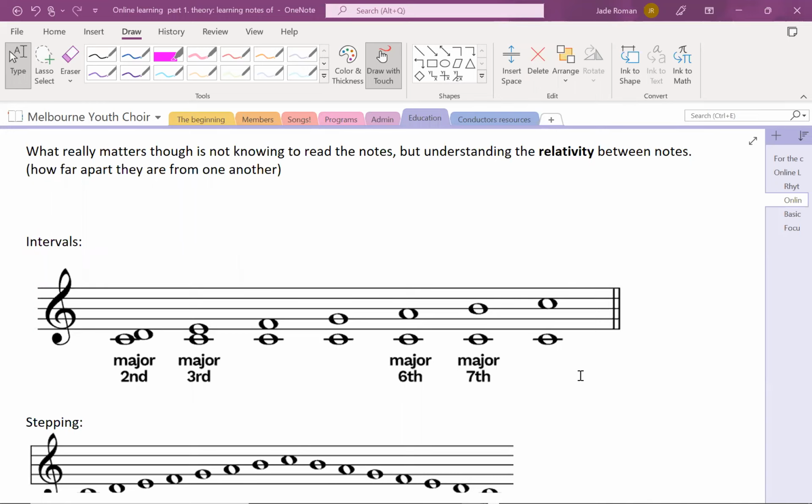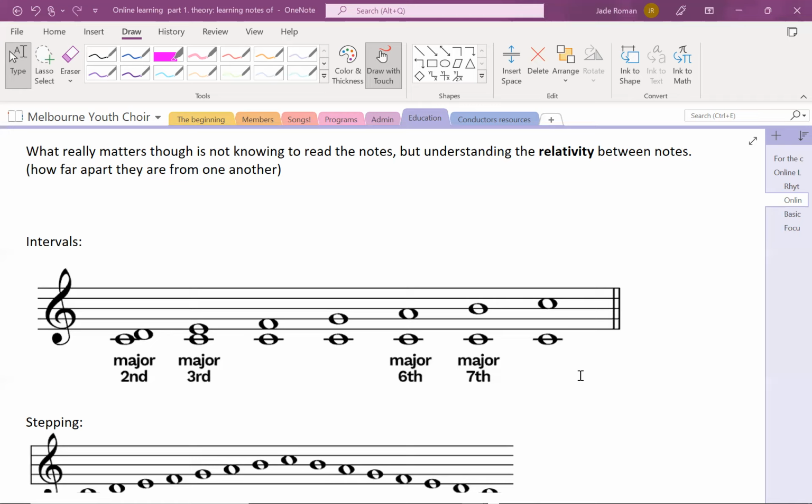Last time we talked about looking at the stave, seeing how it's kind of like a ladder where notes sit somewhere on it, and exactly how they're written tells us what note it is: A, B, C, D, E, F, G. What I said is the most important thing is not necessarily just to know the name of the note, but to know the relationship between notes. So this is going to be basically the most important video for you. It will help you so much in singing.